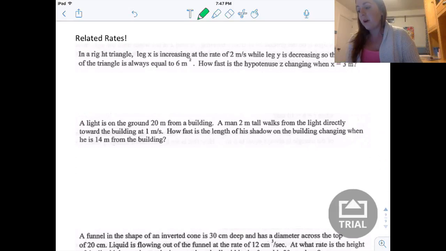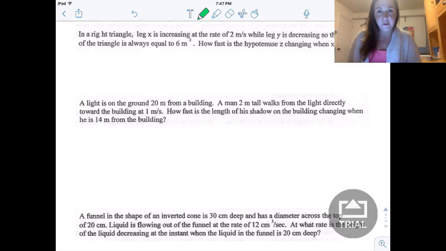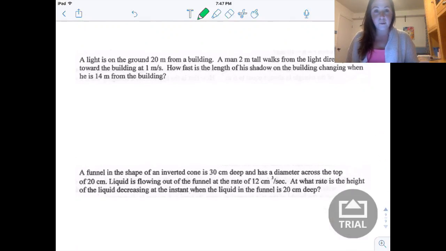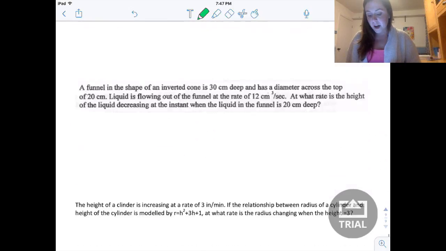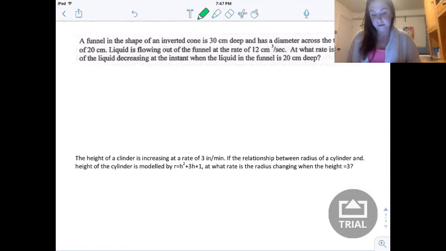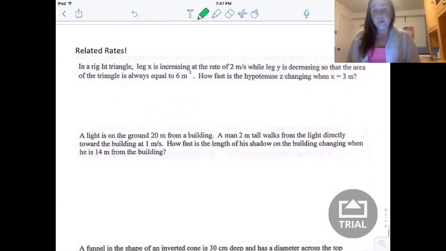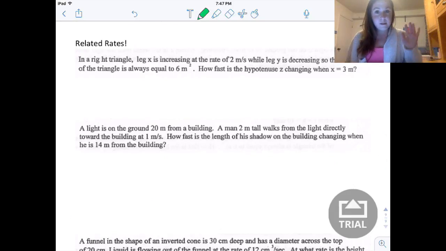So I'm going to start with an easier one. So I've got a right triangle one, I've got a man walking away from a light, and I've got a cone. Okay. And a cylinder one too. So we're going to do a couple of these. Again, stop me, send questions if you have them. I am happy to answer them.